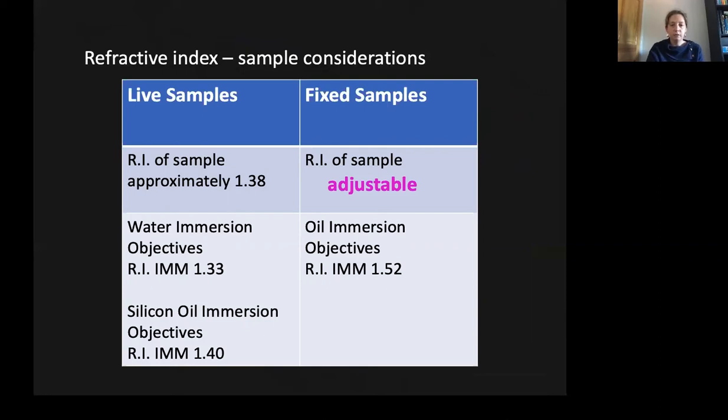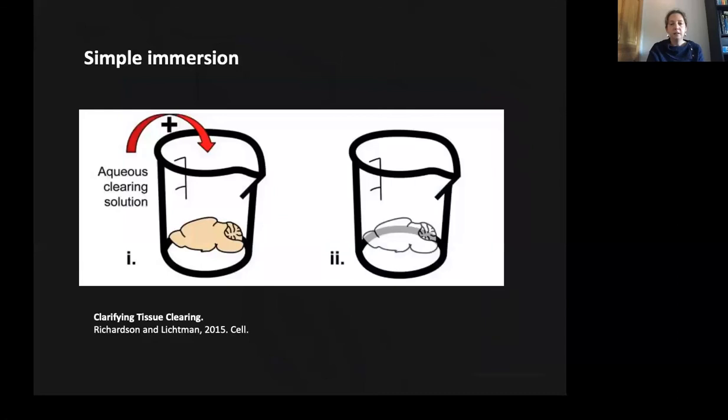So how can we adjust the refractive index of the sample? As I said previously, both spherical aberration and lateral scattering can be corrected or partially corrected by adjusting the refractive index of your sample, also known as clearing. It's worth noting that most commonly used microscope mounting media can be considered simple immersion clearing agents.